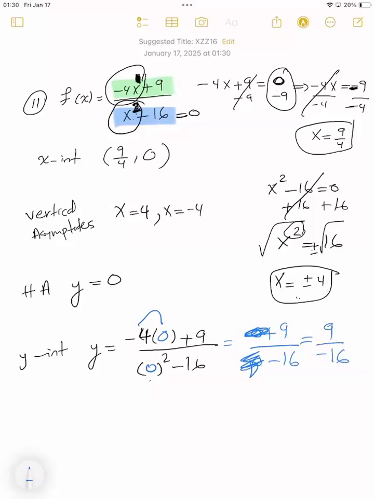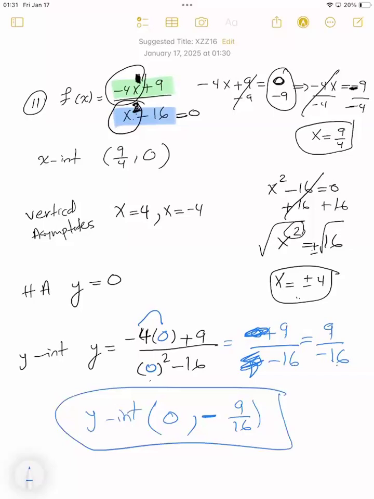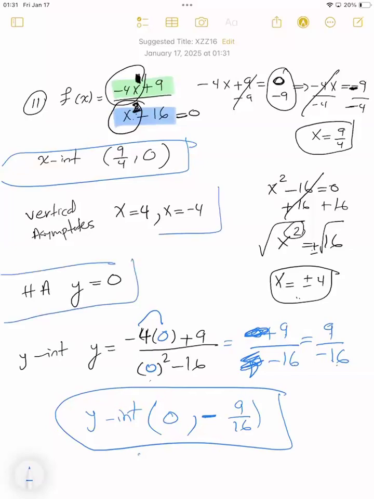Positive over negative is negative. So don't leave it as 9 over negative 16. Move the negative to the side. And we call that the y-intercept. So x-intercept, y-intercept, horizontal asymptote, and vertical asymptotes.